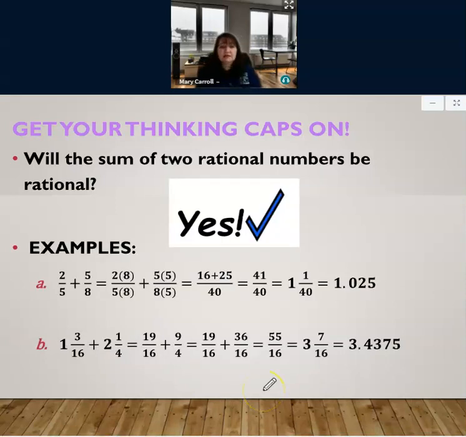The answer to that would be yes. Now I have two examples that have fractions, like 2/5 plus 5/8, and I do get 41 over 40, which is 1 and 1/40.